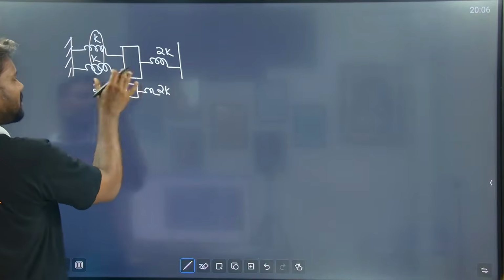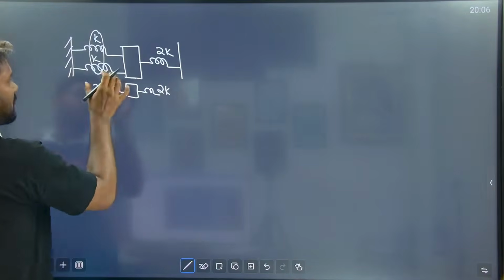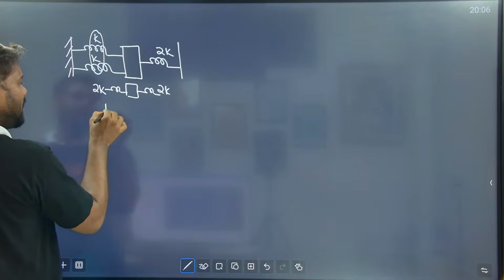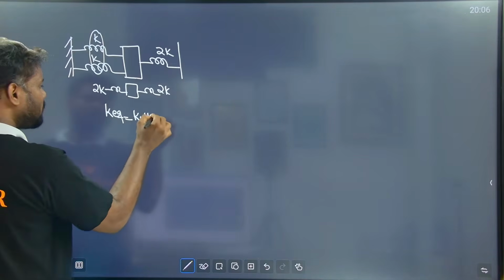இது ரெண்டும் என்ன combination? Sorry. So this is what is it? It's also parallel combination. இல்லையா? Because இதுவும் parallel combination. என்ன கிடைச்சிரும்? K equivalent is equal to what? K1 plus K2. So K1 plus K2 சொல்லும்போது 4K.